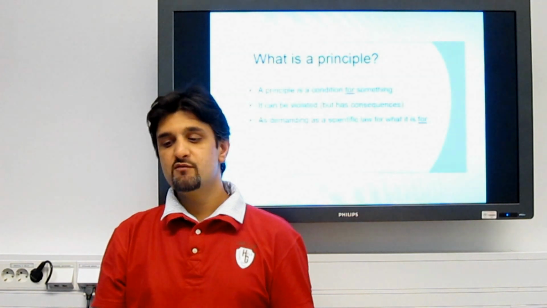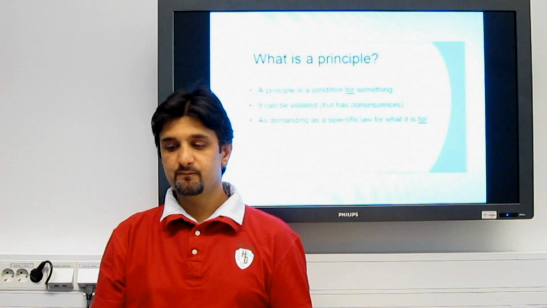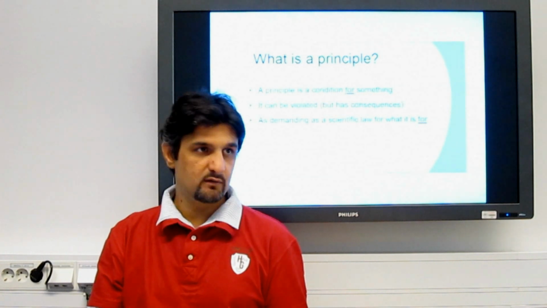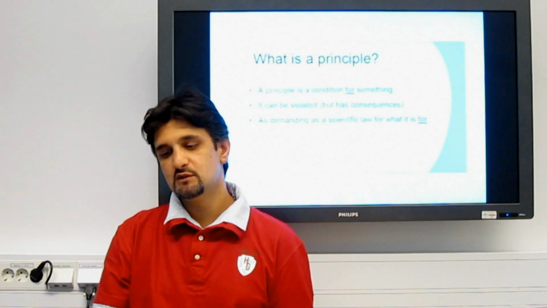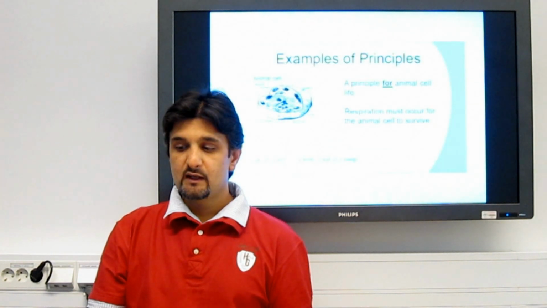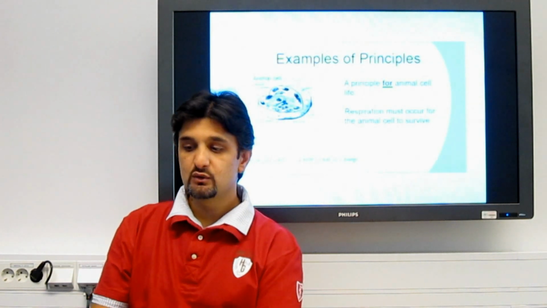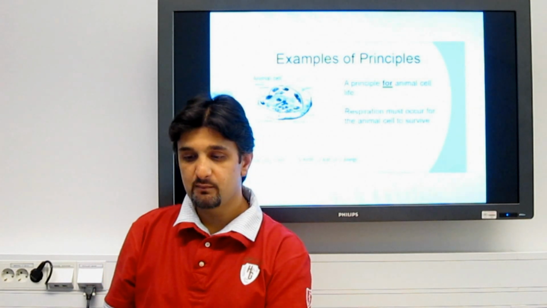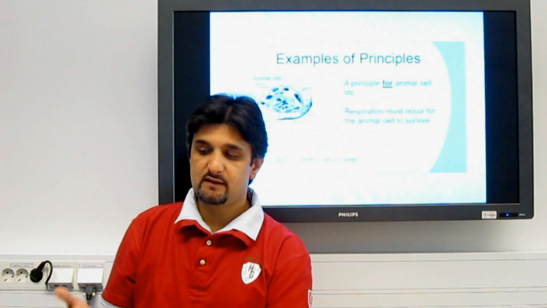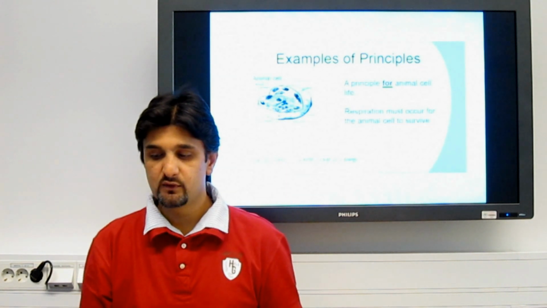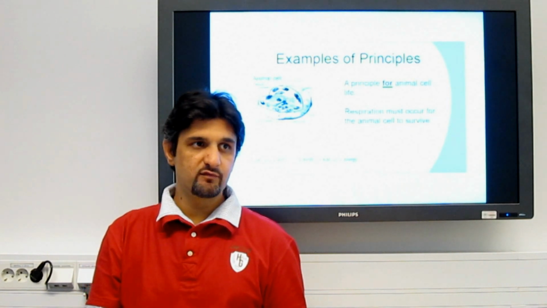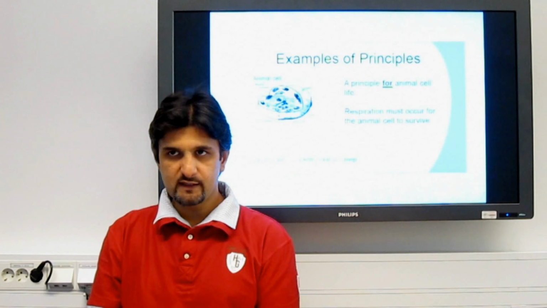As I said before about the principle, it's a condition for something that we call a principle. It can be violated, but there are also consequences that we need to take care of, and we have to know what it is for. And the last thing that I told you was the sample about the animal cell, about the respiration, which must occur for the animal cell to survive. So this is some kind of principle that we can follow for that example.